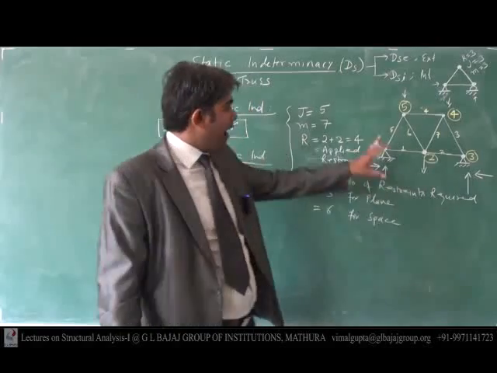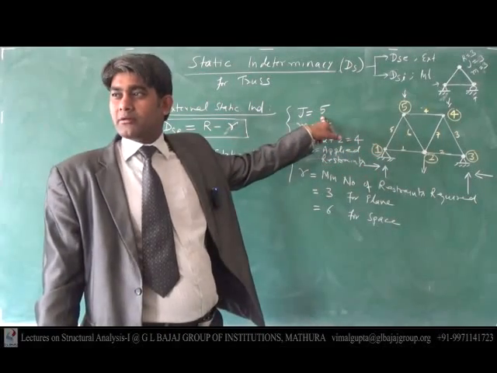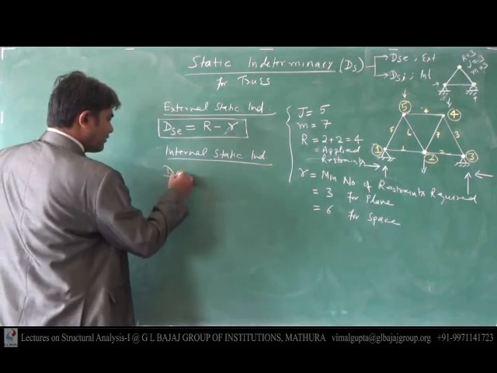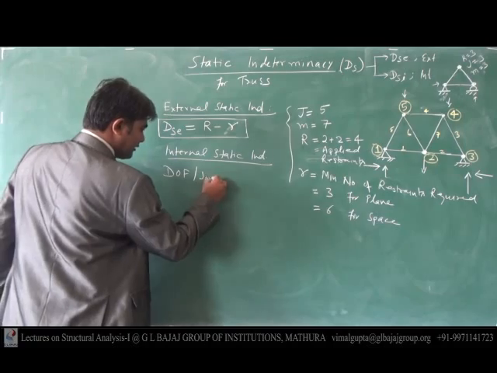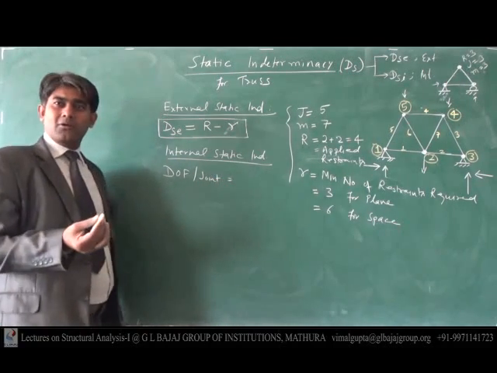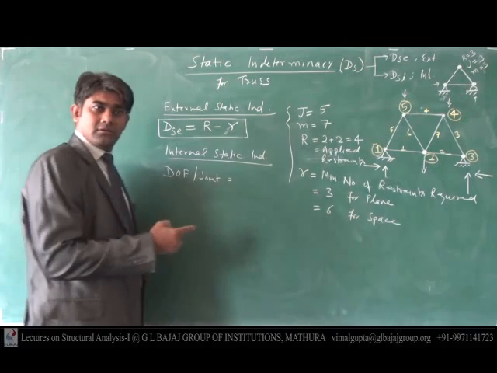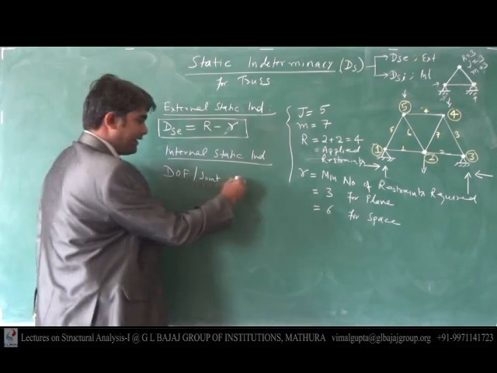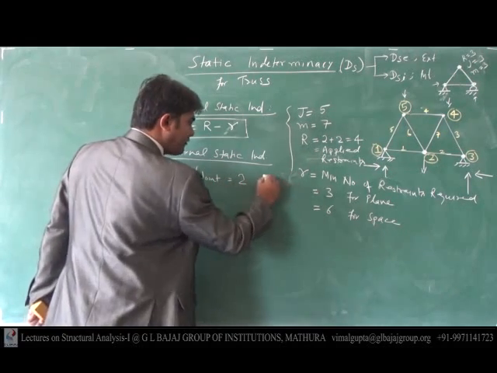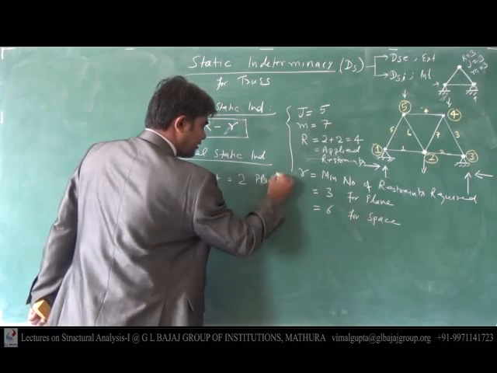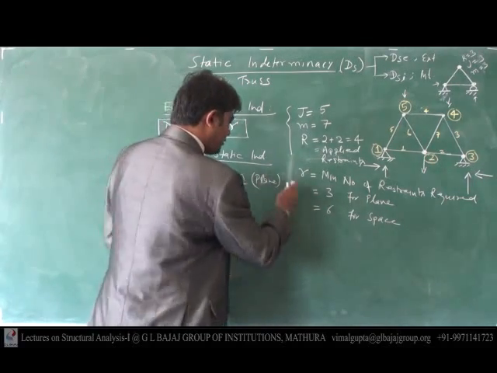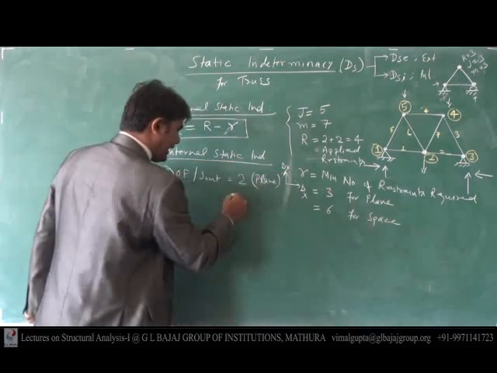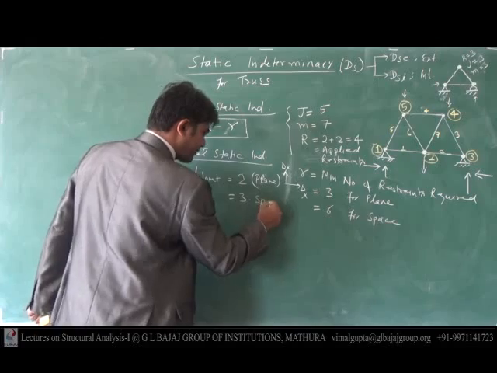Clear to everybody? How many joints? It has 5 joints, and we know very well the degree of freedom per joint in case of truss. How much? Degree of freedom per joint is 2 in case of a plane truss, horizontal and vertical, and it is 3 for space.